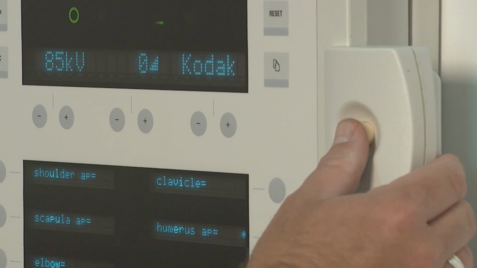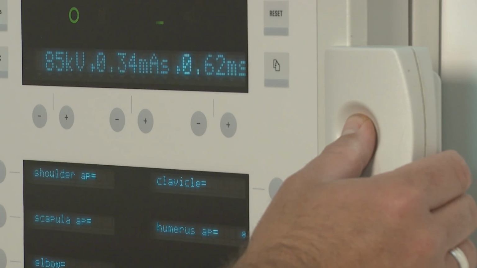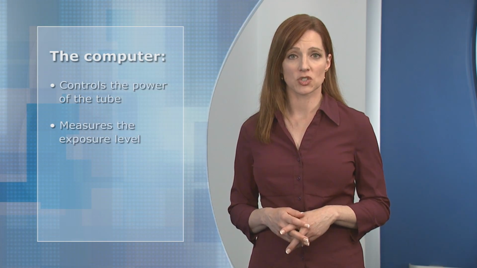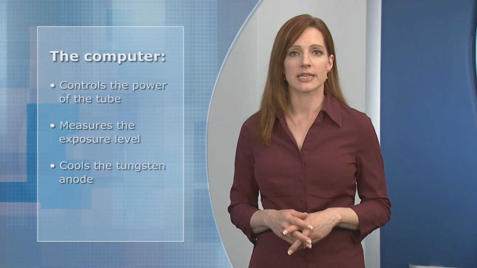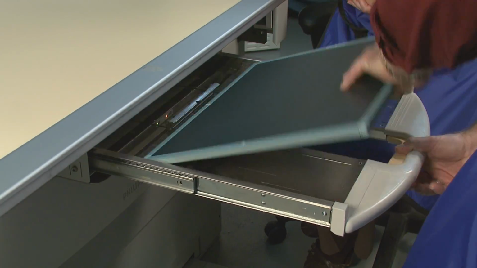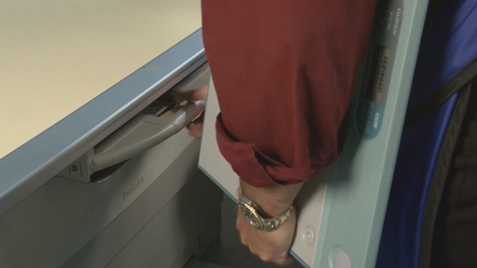The operator, now safely out of the room, can take the image. Once activated, it takes just a few hundredths of a second for the image to be taken, with the computer having controlled the power of the tube, measured the exposure level, and helped cool the tungsten anode. With the X-rays now off, the receptor can be safely removed for processing.